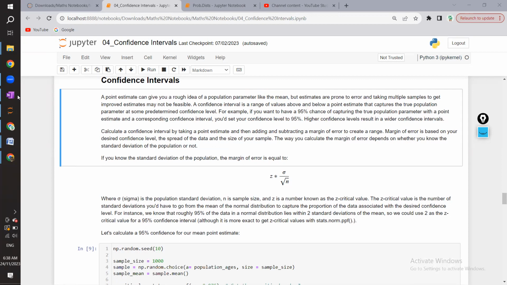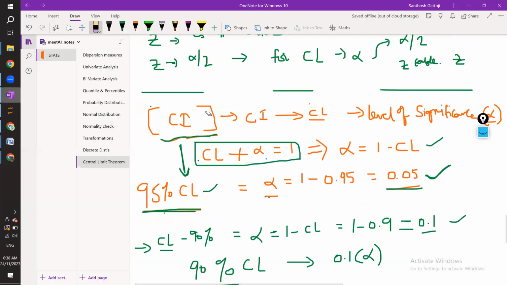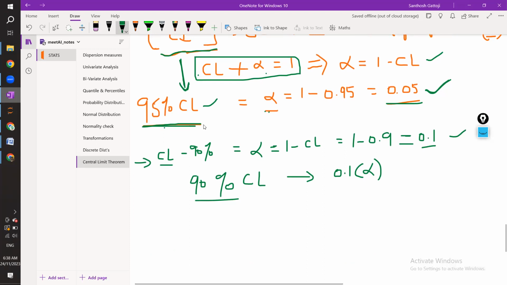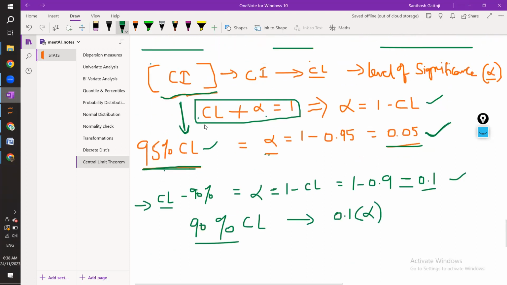So yesterday we have seen the confidence interval part. We understood the relationship between confidence interval, confidence level, and level of significance. A small recap would be: for every confidence interval, you need to have a corresponding confidence level.